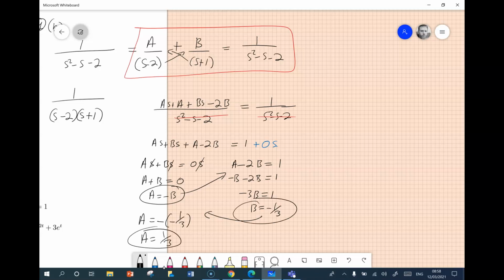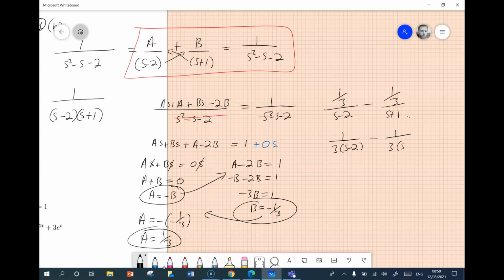Back into our fraction. So a is 1/3, and that's over s minus 2. And b is minus a third, and that's over s minus 2. Okay, and what I'm going to do here is I'm going to divide, so it's a third divided by s minus 2. So that's 1 over 3 times s minus 2 minus 1 over 3 times, sorry, apologies, the underneath here is wrong. It's s minus 2 and s plus 1, of course.